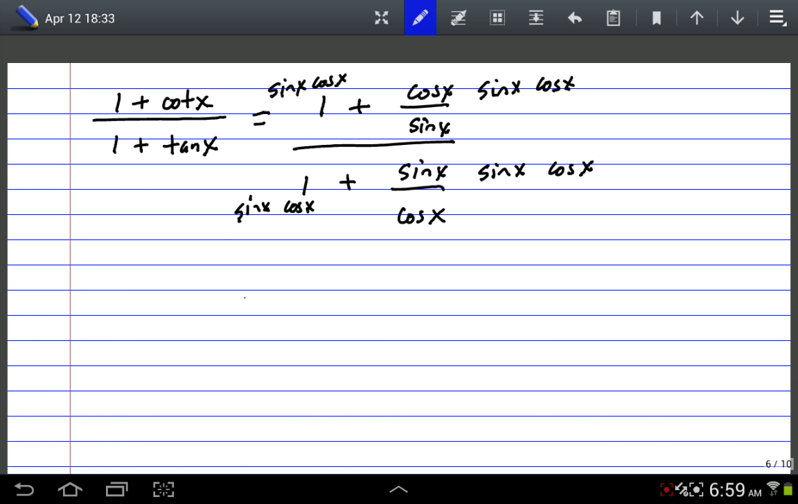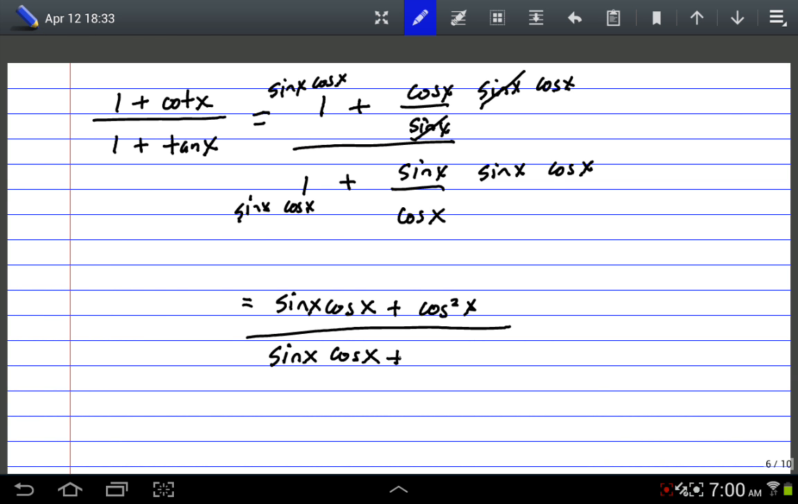Now this is going to give me, times that one, sine x, cosine x for that one. Now y'all help me out with the other one. What's it going to result? Cosine squared, because those would cancel there. And then another sine x, cosine x. And then up here the cosines cancel, so we get sine squared.